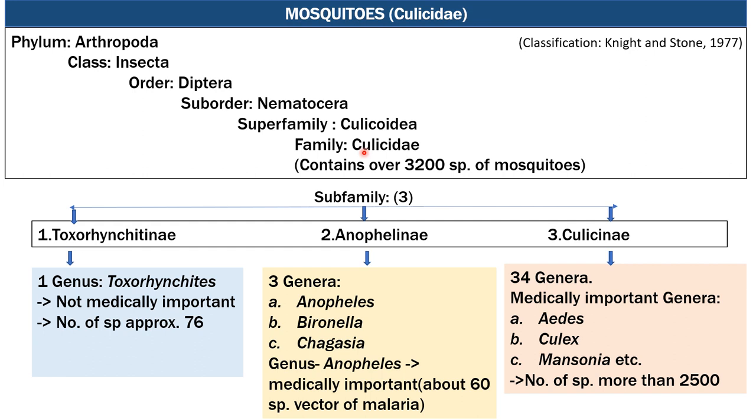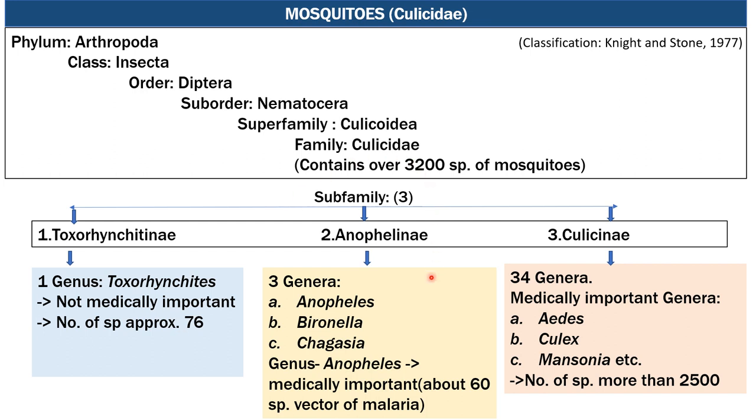The family Culicidae is further divided into three subfamilies, namely Toxorhynchitinae, Anophelinae, and Culicinae. The subfamily Toxorhynchitinae possesses only one genus, Toxorhynchites, which comprises approximately 76 species. This group of mosquitoes is not medically important as they do not bite human beings and other vertebrates. But notably, they are being tried as biocontrol agents as they feed on other mosquito larvae.